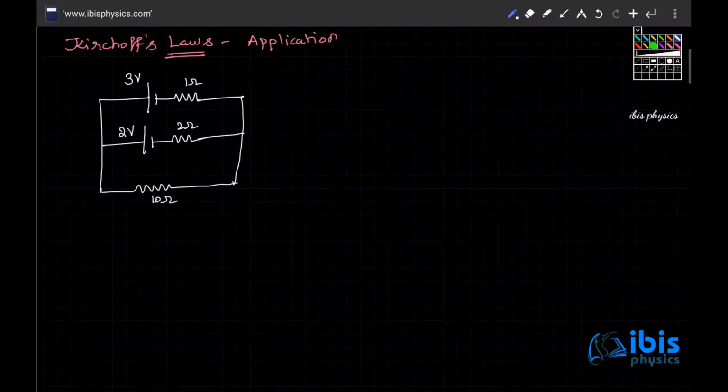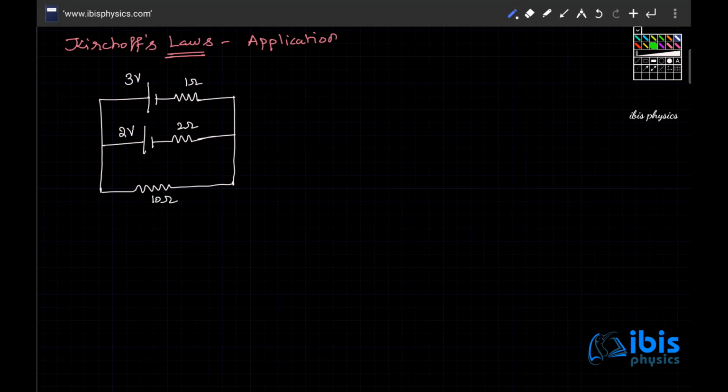So, applications of Kirchhoff's laws. I think this is the second problem. Let us try to find the current through each battery, then the current through the 10 ohm resistor and the potential drop across the 10 ohm resistor, all these things. The problem is given so plainly: nothing else is given, no current direction, nothing.